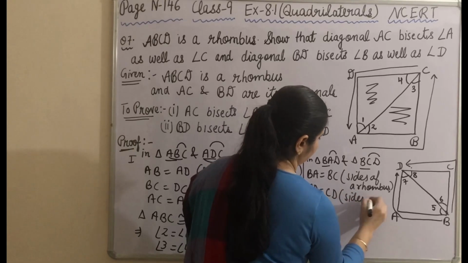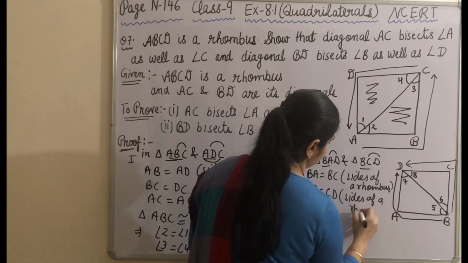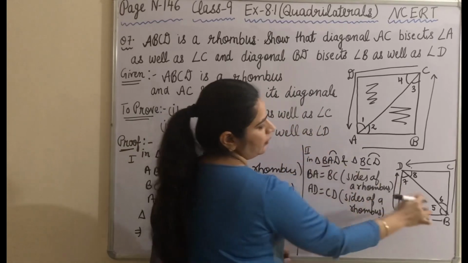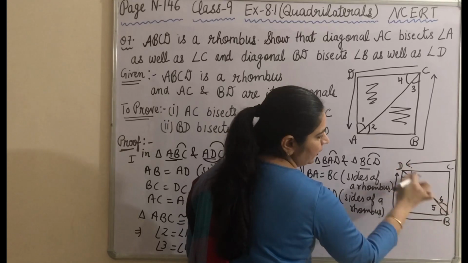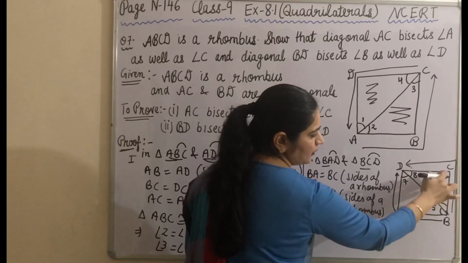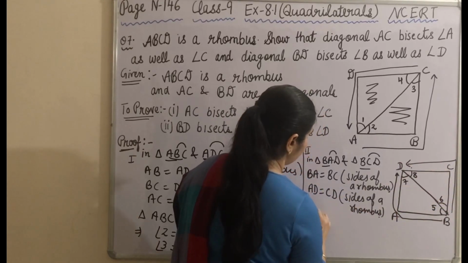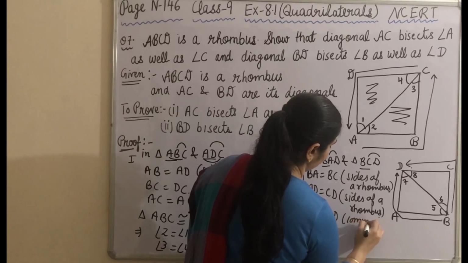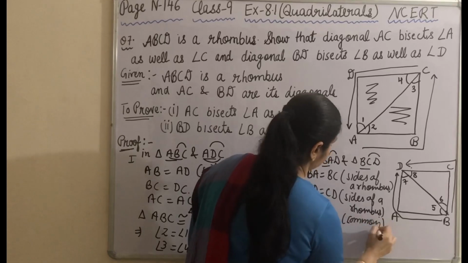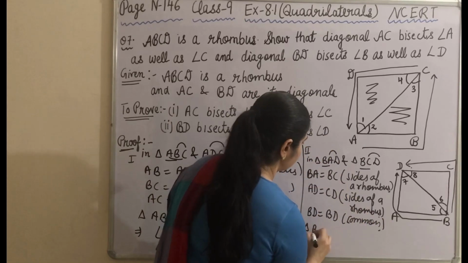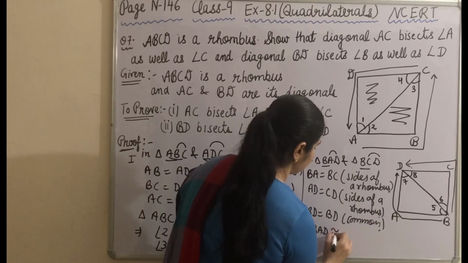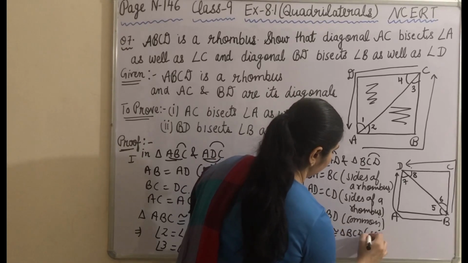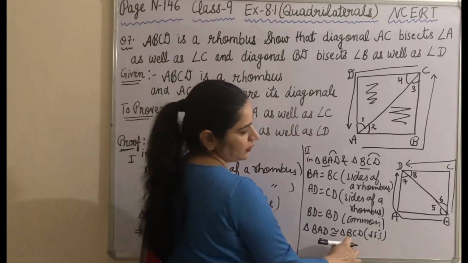Again sides of a rhombus are equal, and the third element is this diagonal BD. This diagonal BD is lying in this triangle as well as in the second triangle also. So we will write BD is equal to BD, common side. The triangles are congruent by the same criteria, by SSS, all the three sides are equal. Therefore triangles are congruent by SSS criteria.